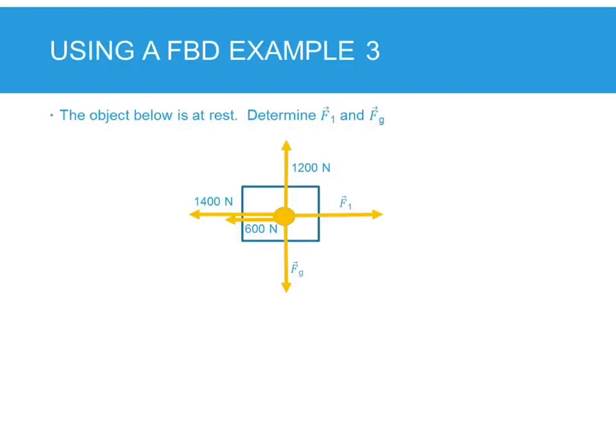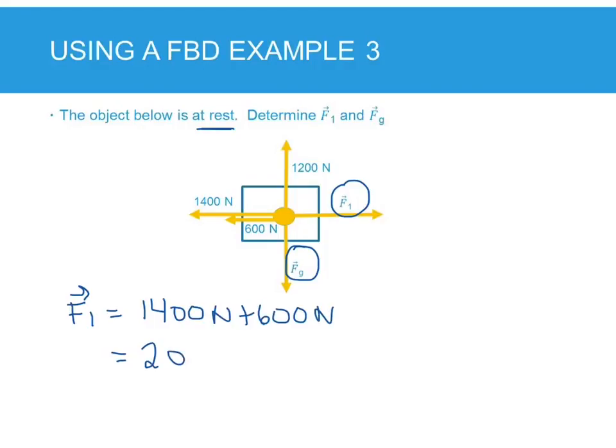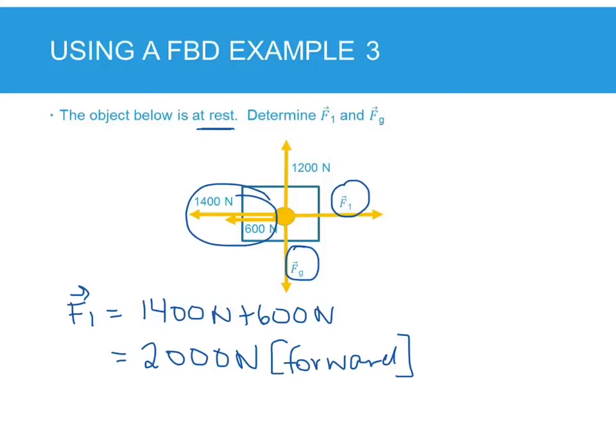We use this law to help us figure out some other forces. In this diagram we are looking for our F1 and our Fg. And it's telling us that it's at rest, so our forward force and our backward force should be equal. To figure out F1, it has to be equal to 1,400 newtons plus 600 newtons, so we get 2,000 newtons. And we're going to say that that's forward. You can use east, west if you'd like, but I'm going to say that these numbers are backwards, so our F1 is forward, in the opposite direction.